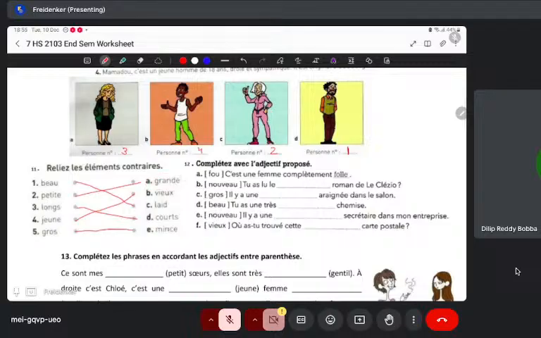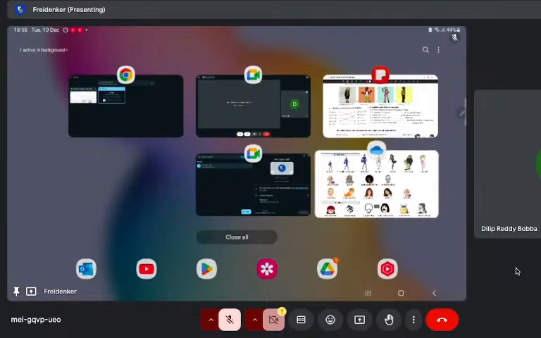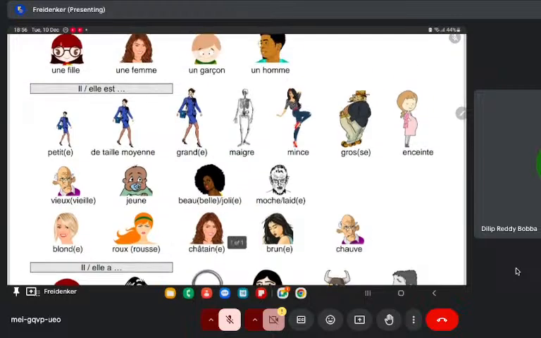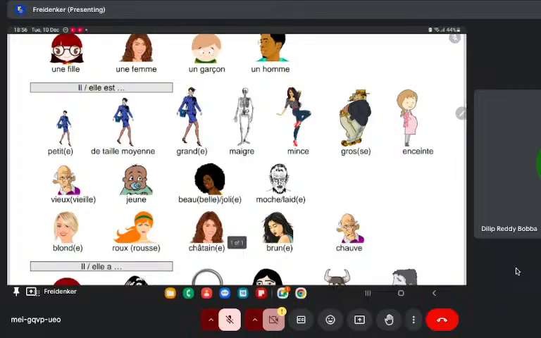the tall version. Long, short, young, old, fat, thin, and maigre is like to the bone, bony. It was here. It is here. Maigre. All of this is here. Grande, mince, gros, beau. Okay, beau is also here. Beau, belle. See, they're opposites. Vieux, jeune. The opposites are here. Petite, grande. All the opposites are here.